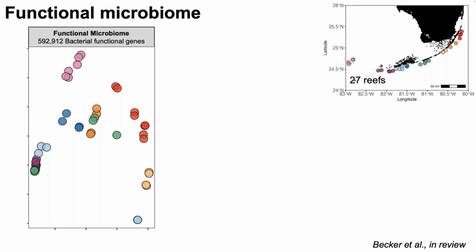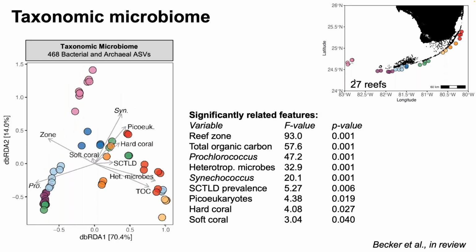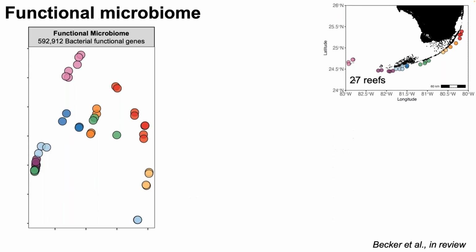What's interesting about it is we see basically a very, very similar ordination pattern to what we saw with the taxonomic microbiome. We see samples clustering in basically the same area, primarily by reef zone. The way that we looked at the functional genes is we took out the bacterial functional genes and compared the relative abundance of those. So there were 592,000 bacterial functional genes that went into this analysis.